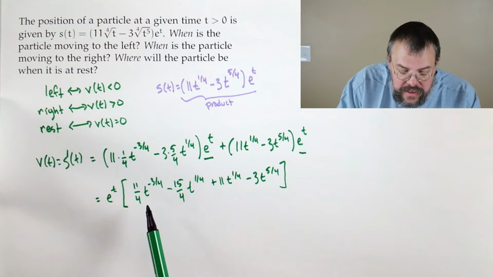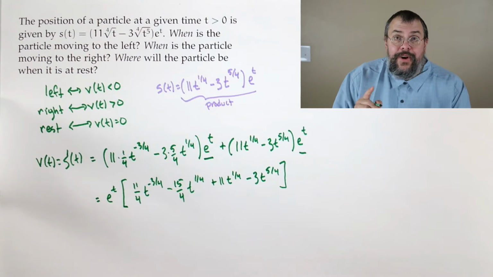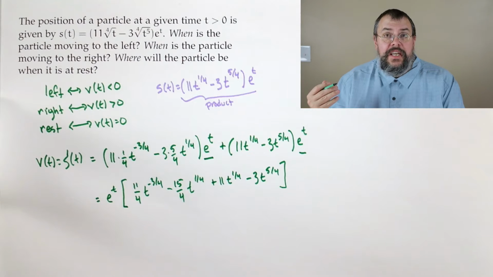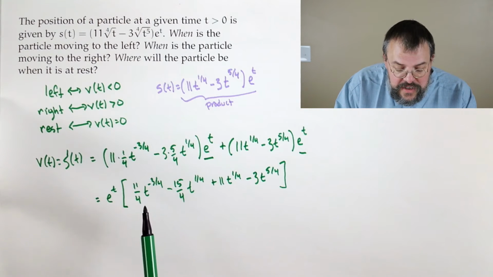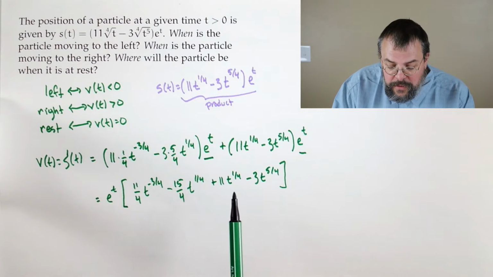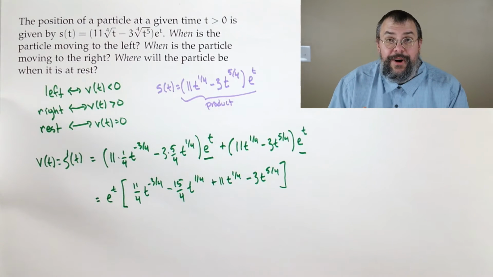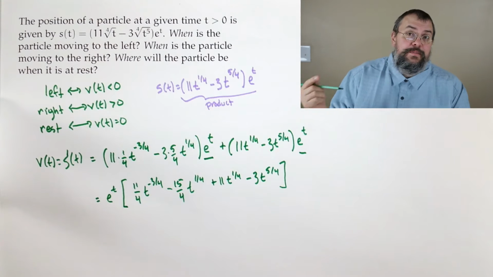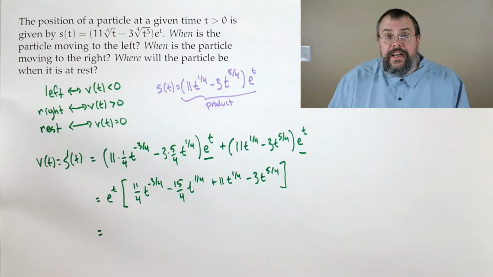Now, I see everything here has a power of t. So if I pull out a power of t, I should pull out the lowest power of t. So my options are negative 3/4, 1/4, 1/4, and 5/4. Actually, these will combine. So which one is the lowest? It's negative 3/4. So we're going to pull that out. Now there's one other thing I'm going to pull out. I'm going to do it right now.